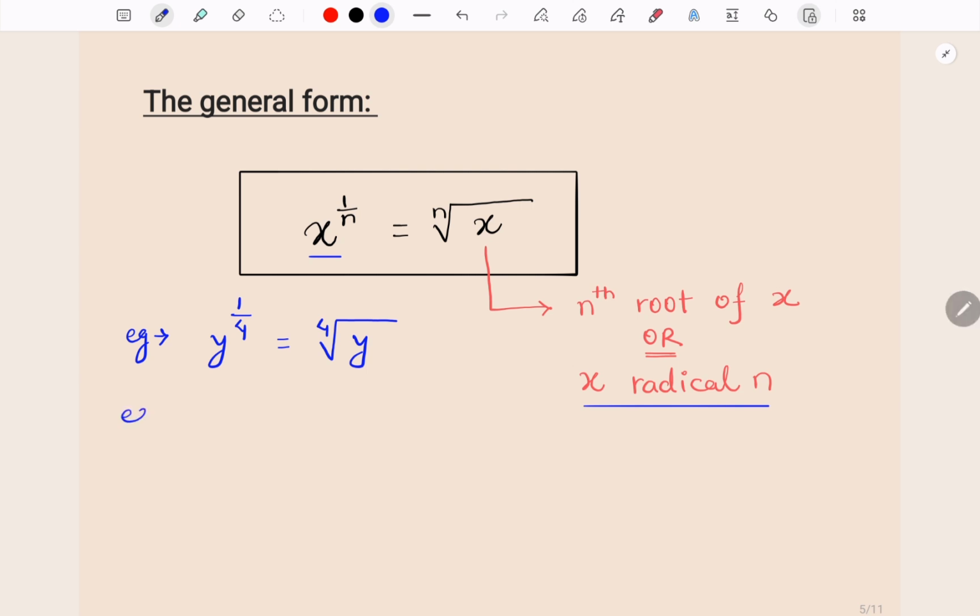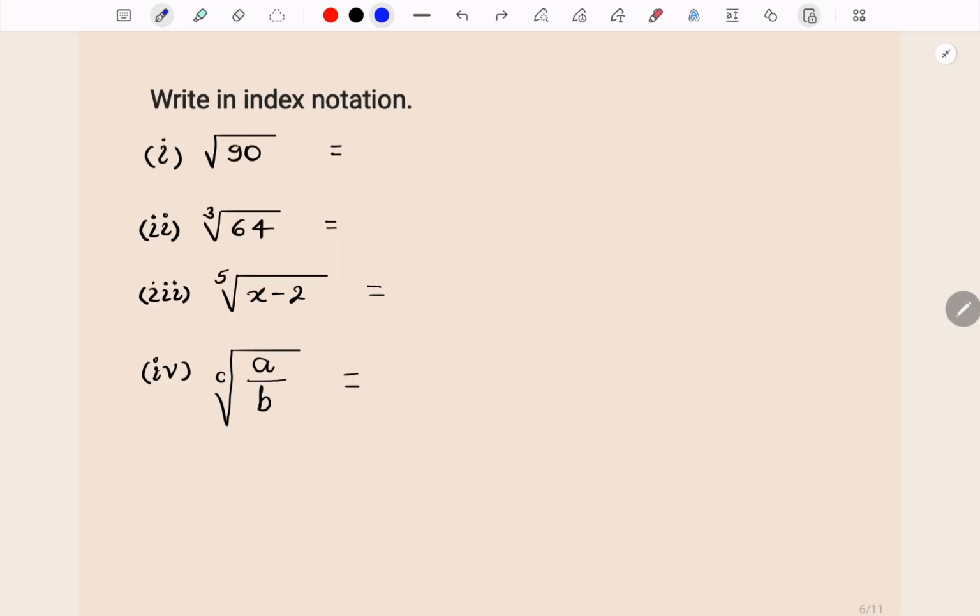What about a raised to the power 1 over 8? I think you have guessed it correctly. It would be the eighth root of a, or a radical 8. So this is the general form of the root and index conversion. We can convert any root to the index form or vice versa. Now let's solve some questions.